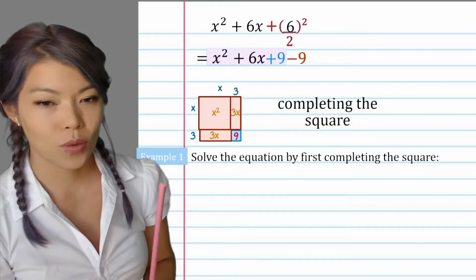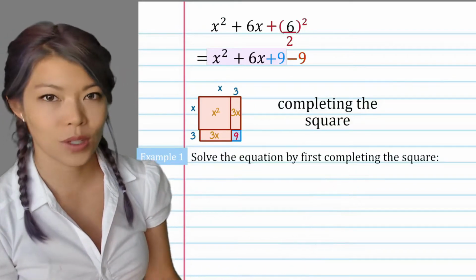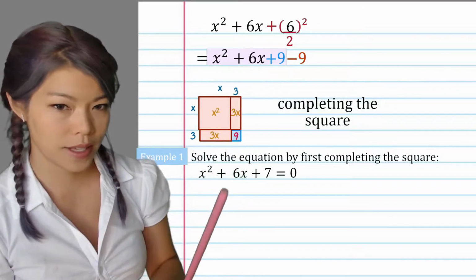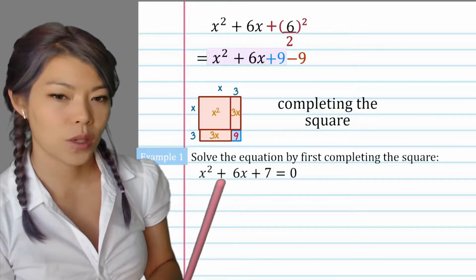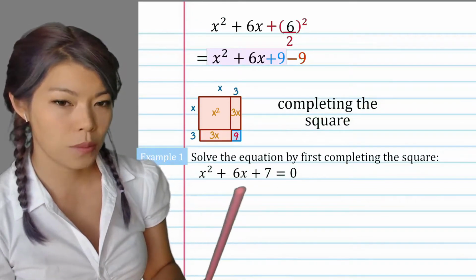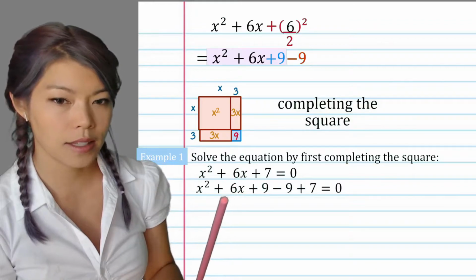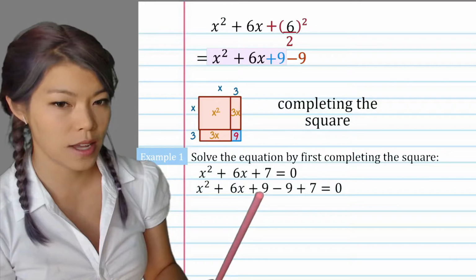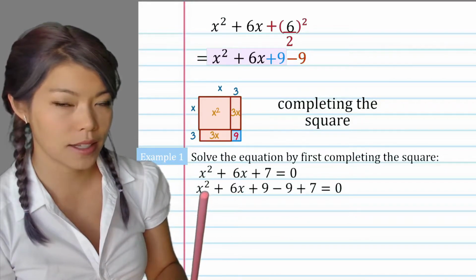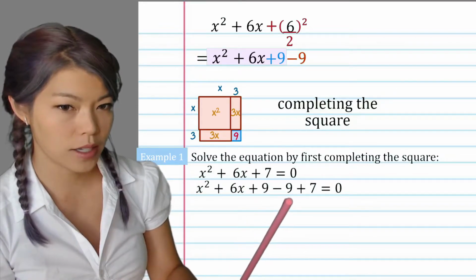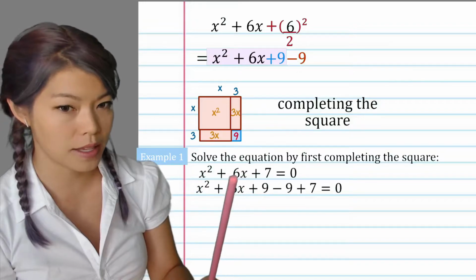So let's do example 1. Solve the equation by first completing the square. Here's the equation. So say we have x squared plus 6x plus 7, which doesn't complete the square. So we can complete the square by looking at this 6x and then adding the 6 divided by 2 squared, which is 9, and subtracting the same value. So this line here is exactly the same as this line here, except we've added and subtracted a 9, which is 0. So they're the same.